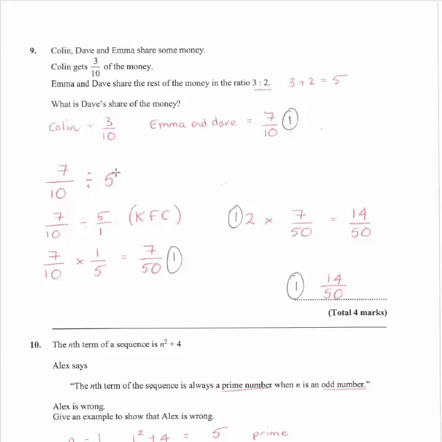Now you could change that into a percentage if you wanted to, but if you wanted to cut 7/10 into 5 pieces, then each piece would be 7/50. You cut a tenth into 5 pieces, it's a 50th. So share that by 5, gives you 7/50, and then Dave is going to get 2 of those shares, so it's 2 lots of 7/50, and so it's 14/50. What you could also do is do it by percentages instead. If you do it by percentages, make sure that you then change it back into a fraction afterwards.